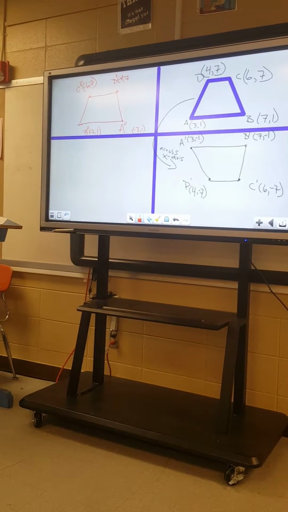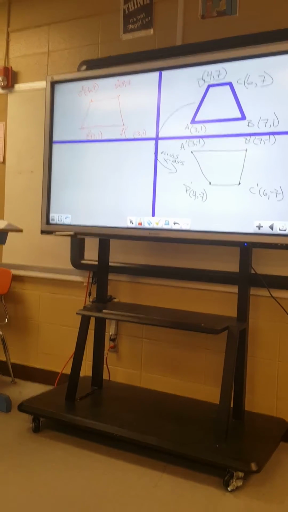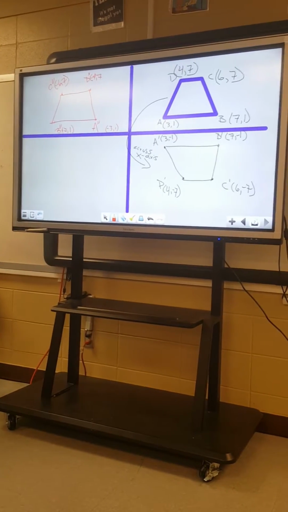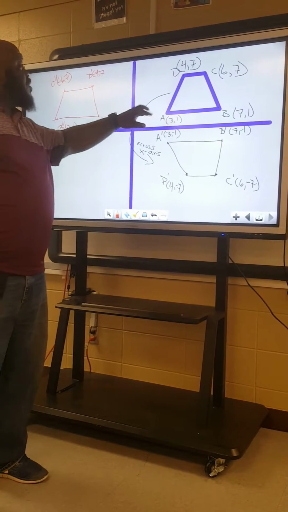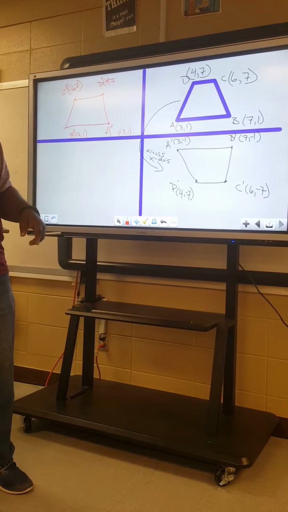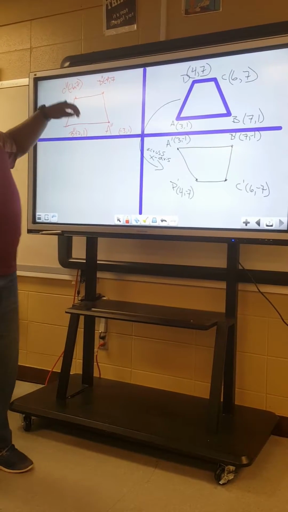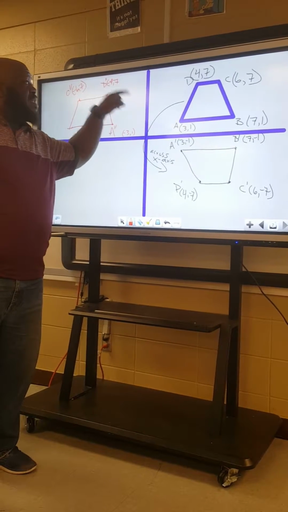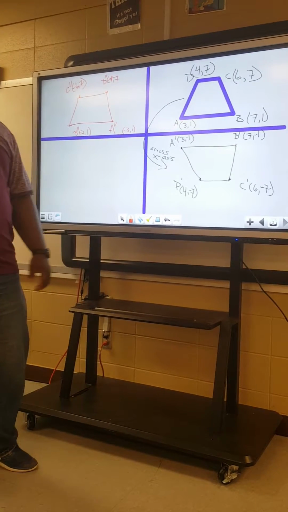But it looks just the same though. How do I know the difference between them? The prime, the double prime. Which point is closer to the y-axis? Is it A or B? A. Which point is closer to the y-axis, D or C? D.